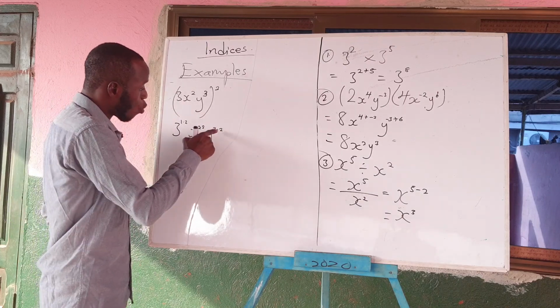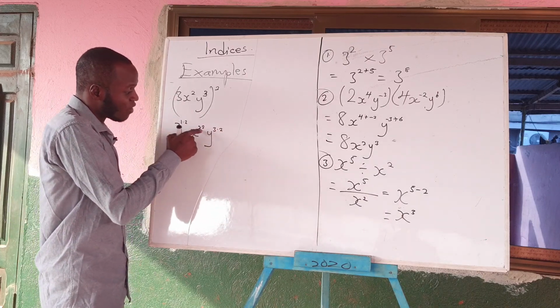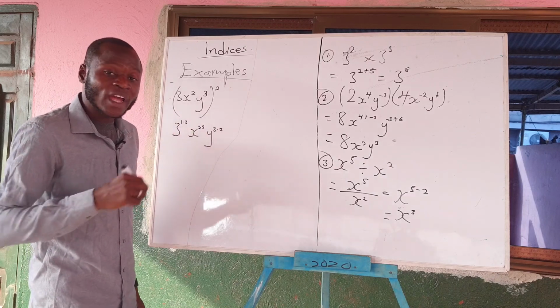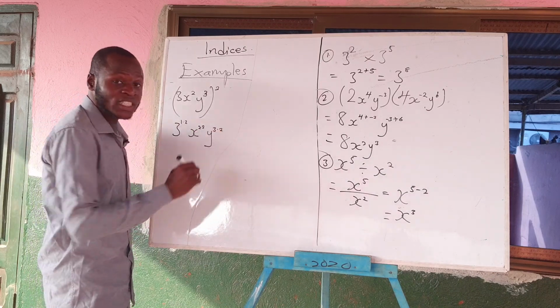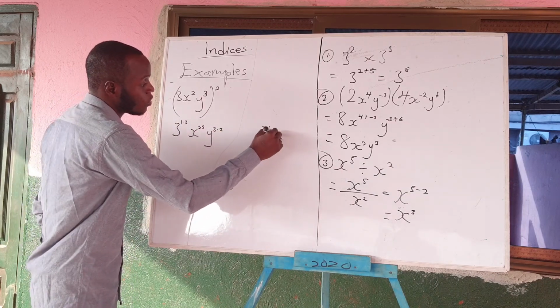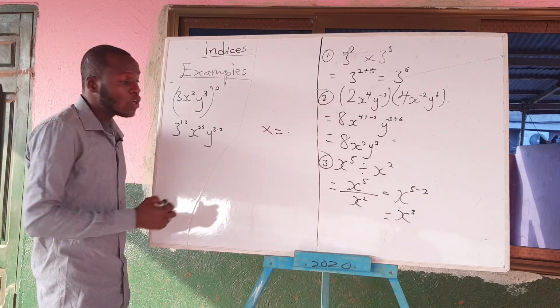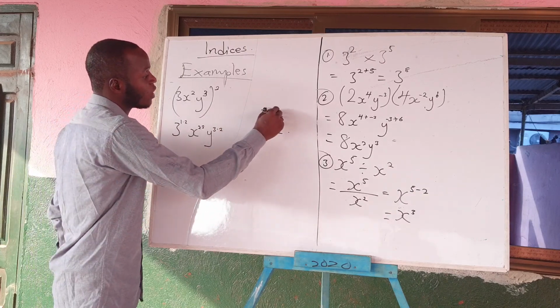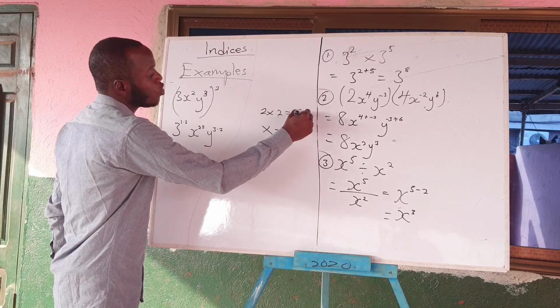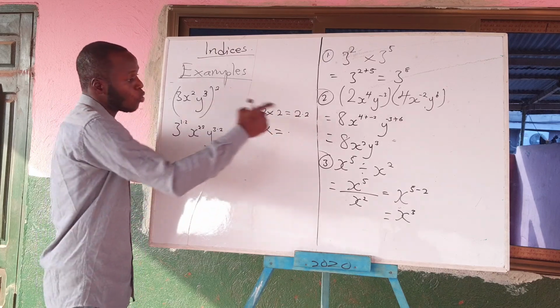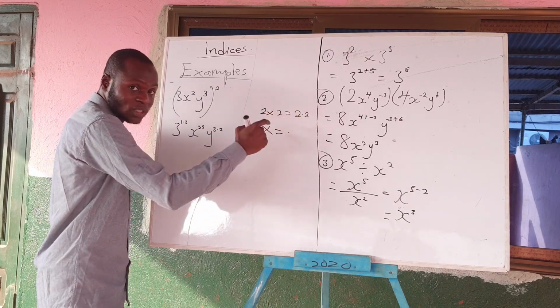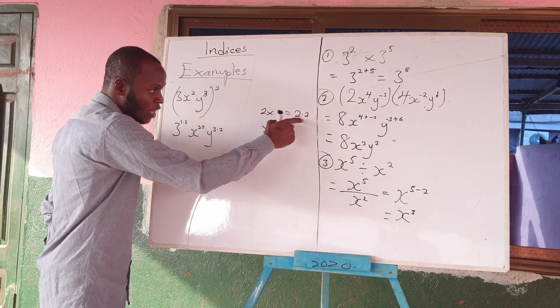Someone may ask, what is the meaning of this point that I've brought? In mathematics, you can choose to write a point instead of the multiplication symbol. So if a number is multiplied, let's say 2 times 2, you can write it as 2.2, or 2 dot 2, which also signifies the multiplication symbol.